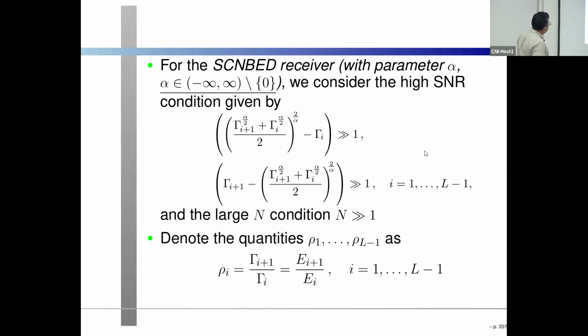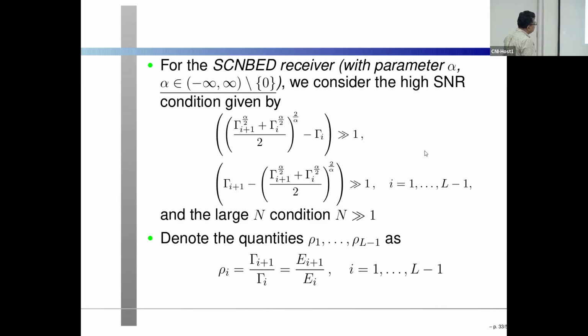Now for the suboptimum BED receiver, we have this, not for the optimum. The suboptimum, this is the high SNR condition, okay, for the suboptimum receiver, for channel norm based receiver. And you also have to have the condition of large n, then you can actually get them analytically. In terms of recurrence though, it's not an easy problem.